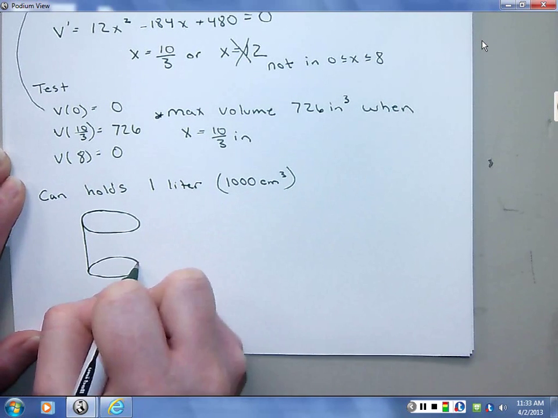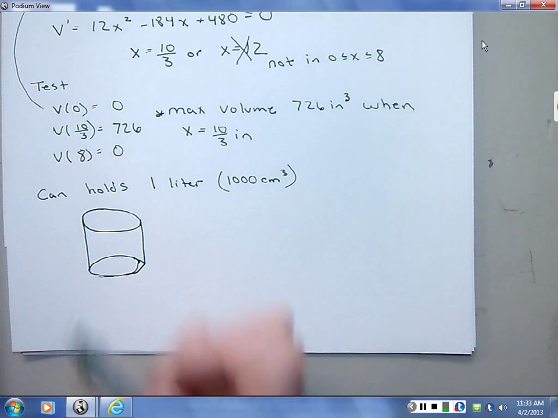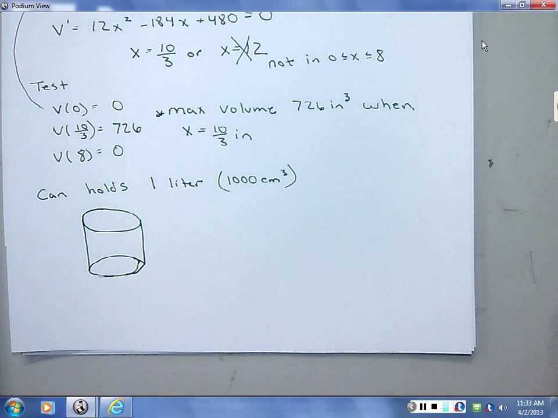And let's say I'm selling whatever I'm selling in this can, 1 liter at a time. And I go to a manufacturing plant, and I say, what do I need? I'm going to make my can out of a certain material, and I want to know how much material I'll need per can. And I want to minimize that. So I ask, how tall should my can be, and what should the radius be, to minimize the surface area for a given volume of 1 liter?